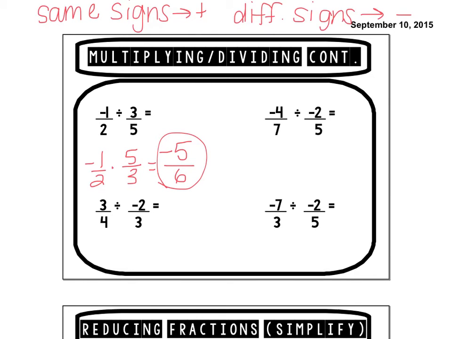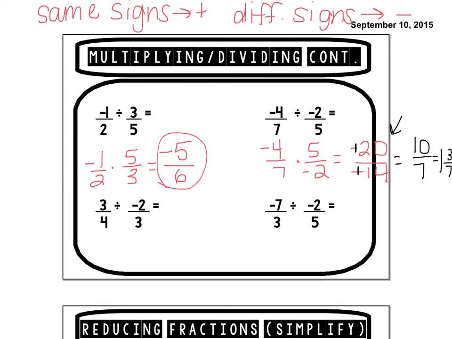And the next one we have to flip the second, and we get -20 over -14. Now, we have to remember that the fraction bar also represents division, and two negative signs with division end up being a positive. And 20 over 14 can be reduced to 10 over 7, which is 1 3/7.